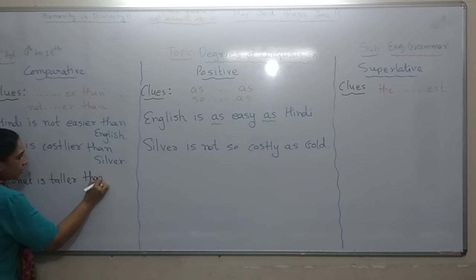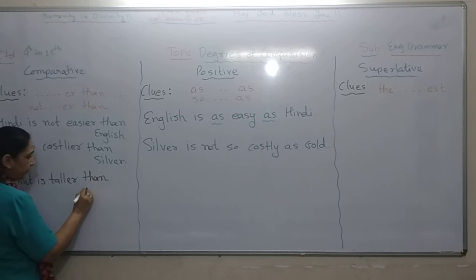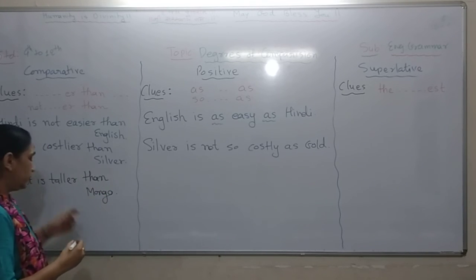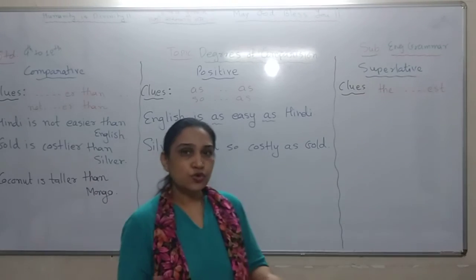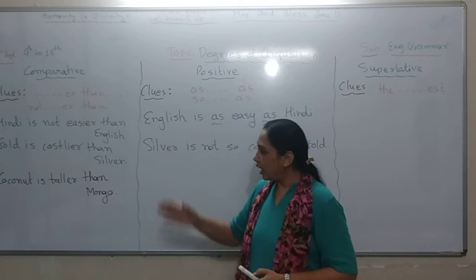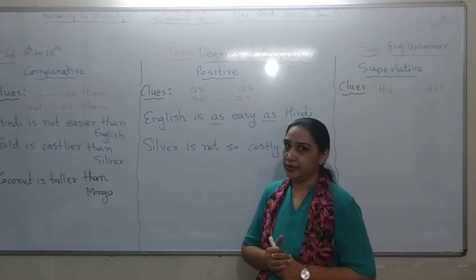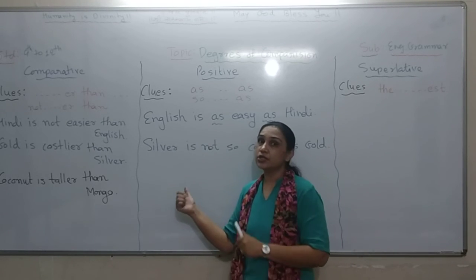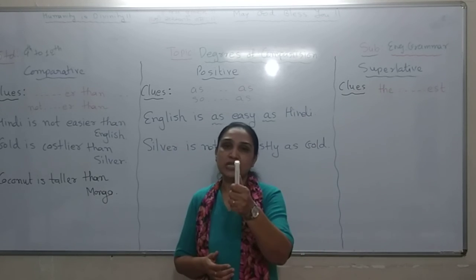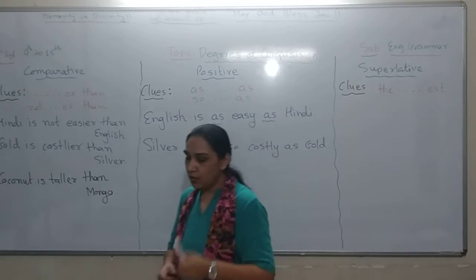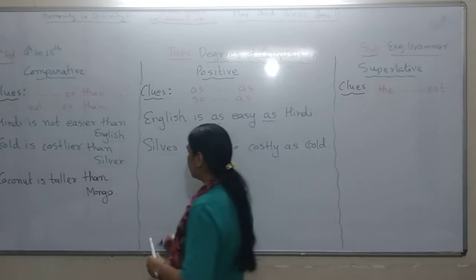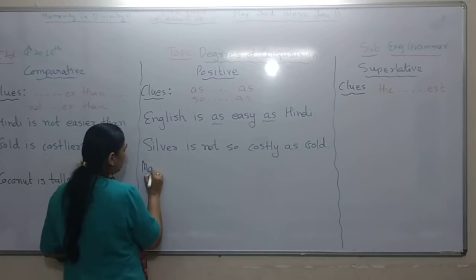Coconut is taller than mango tree. I am not writing "tree"; you will understand. I am comparing two trees, and they are coconut and mango. Now my sentence is in comparative. I want to convert this sentence into positive. What should I do first? I have to change the place of my two subjects. And now in positive, my subject mango will come in the front.